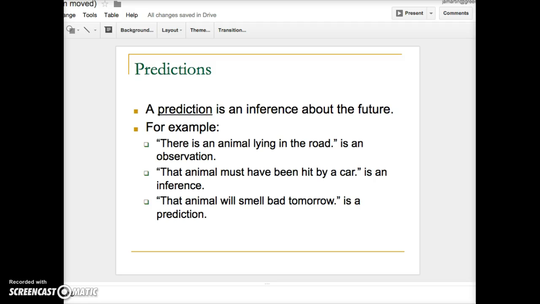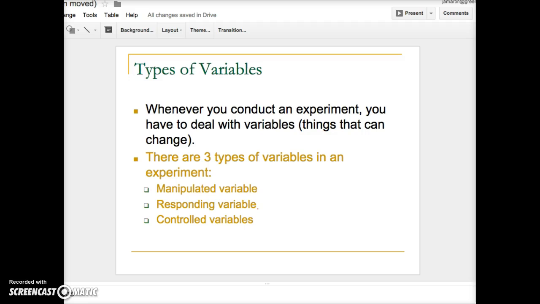We talked about predictions. A prediction is an inference about the future. So you're having to figure out what's going to happen in the future. You're going to have to make a prediction.